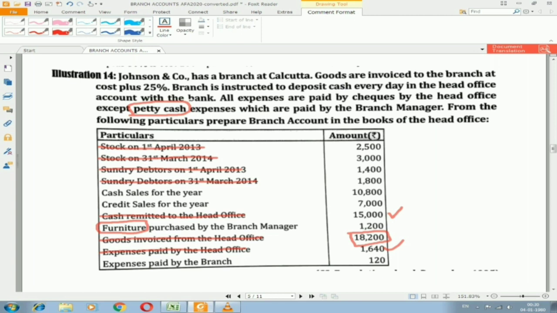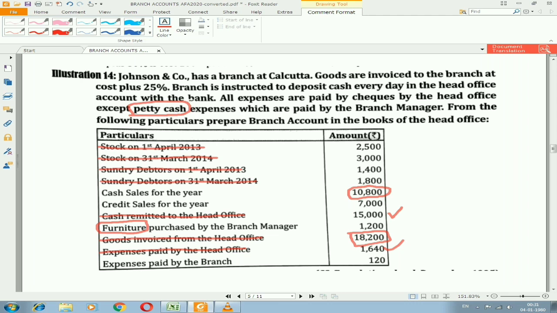In the illustration, first we always need to find out how much the branch has earned as income. In the illustration the branch has earned income in 2 ways. So let us see what income is earned by the branch. One income earned by the branch is cash sales. Here you can see cash sales for the year they have earned 10,800, and also one more income which is earned by them.